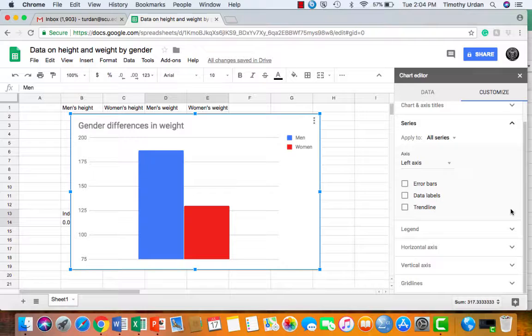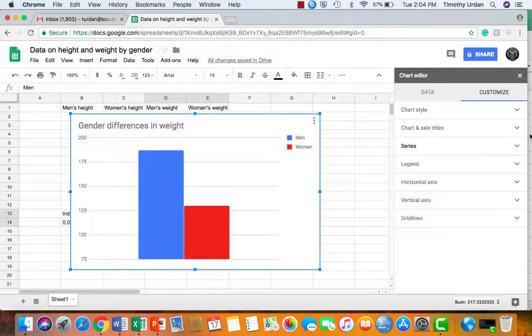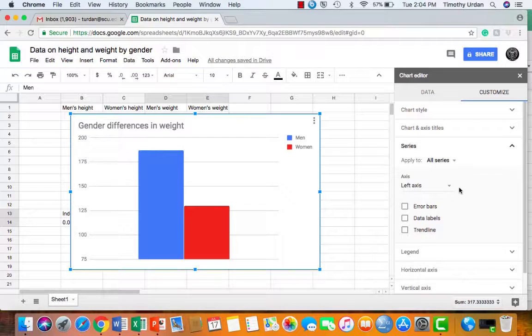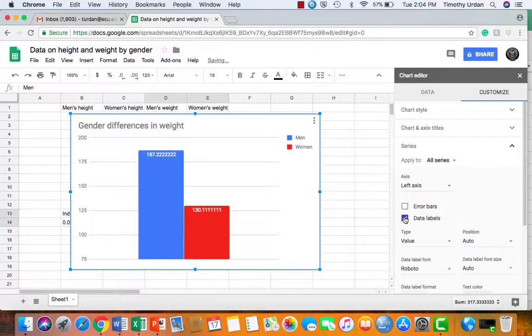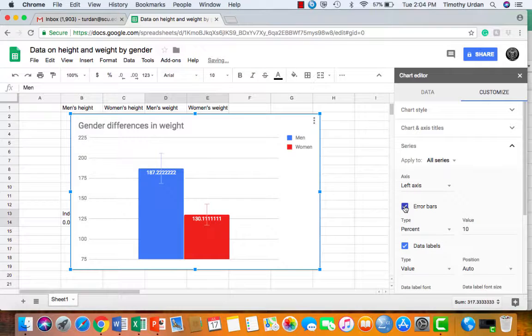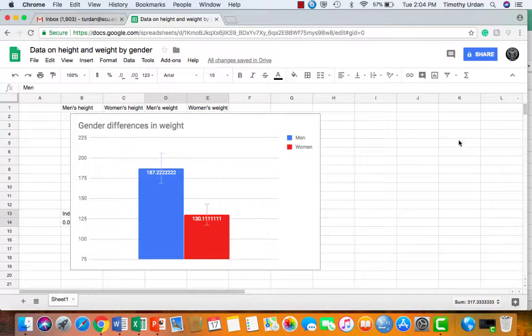And then if I go to this little option here, which says series, I can do data labels, which will make the means show up inside of the bars so that people don't have to try and figure out what the means are. They can know exactly. I can add error bars in there. See how the error bars don't overlap? That is another way of showing that the results are statistically significant. And then I am done with my graph.